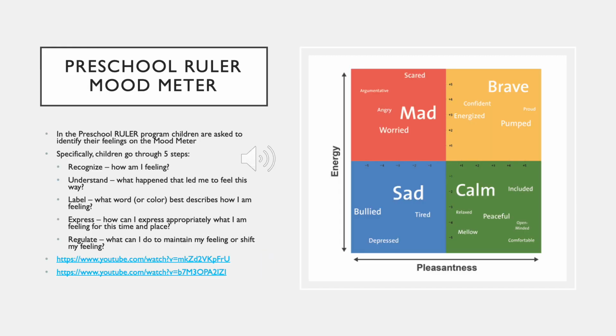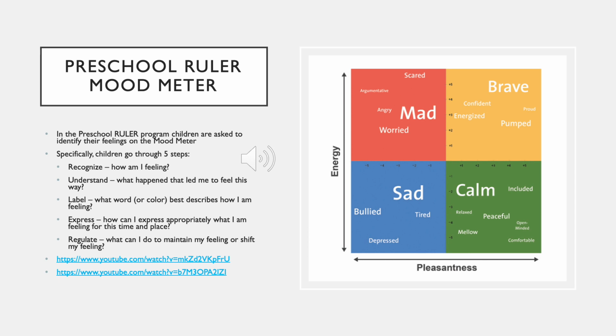Okay, on this slide, this is just an extension of the previous one, talking about the preschool RULER, specifically looking at that mood meter. As you can see, we have four different colors in the different quadrants, and a variety of different words. I talked about how we might not be feeling sad, but maybe we're feeling tired or depressed, or we're not feeling calm. We might be feeling open-minded or comfortable. So there are different ways that we can label our emotions.